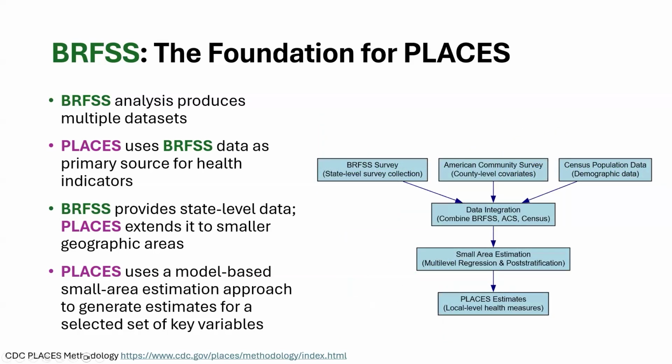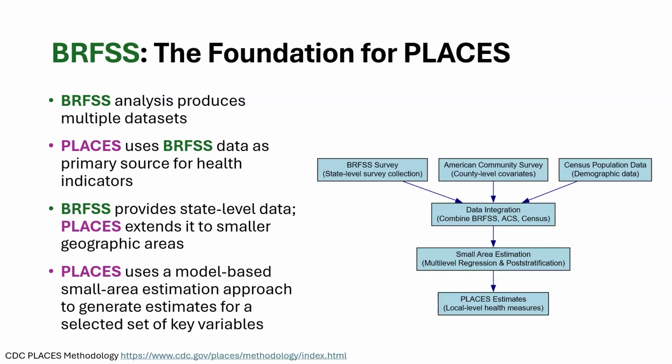So these estimates for PLACES are generated using a model-based small area estimation method, because we can't sample every adult in every single census tract or zip code across the US. This model method involves generating predicted prevalence values, and by prevalence we mean something like the estimate of the percentage of adults who smoke, for example, in a particular zip code.